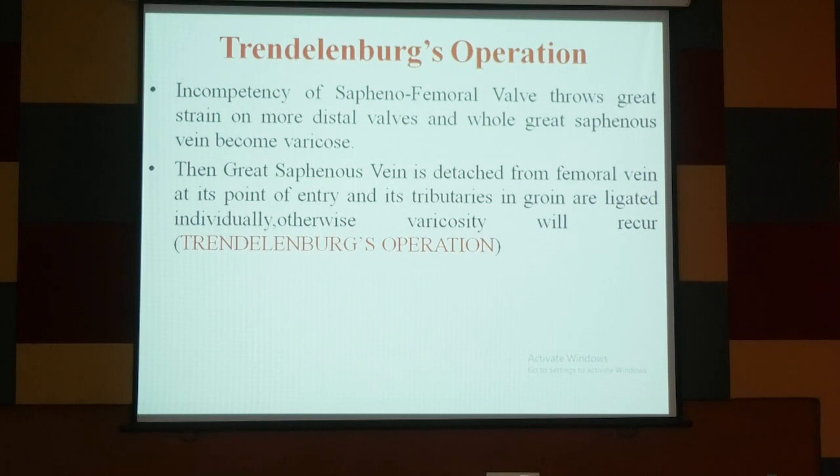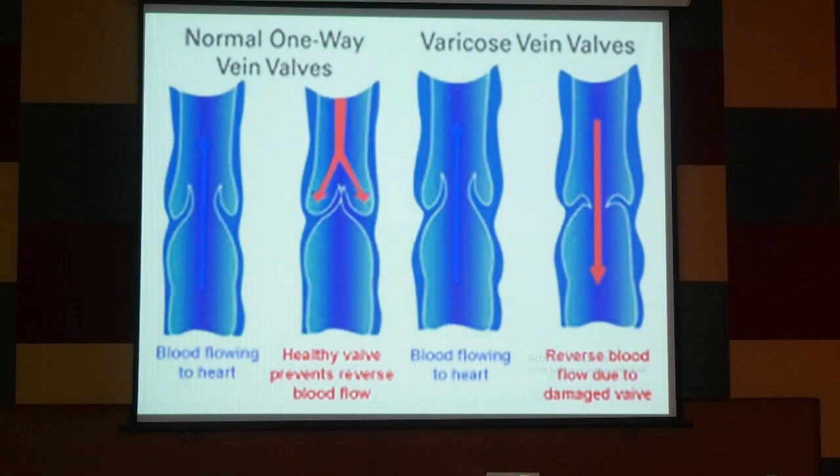Trendelenburg's operation: incompetency of the saphenofemoral valve throws great strain on the more distal valves, and the whole great saphenous vein becomes varicose. The great saphenous vein is detached from the femoral vein at its point of entry, and the tributaries in the groin are ligated individually, otherwise varicosity will recur. This is a method, and this is a very nice picture.